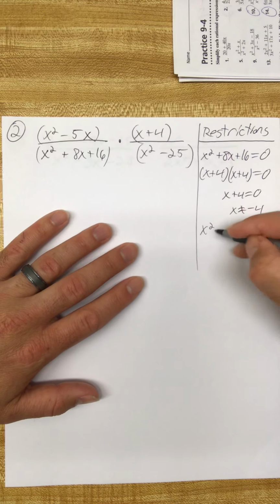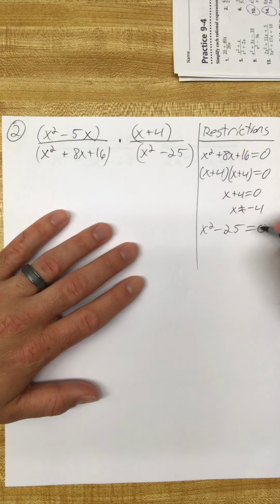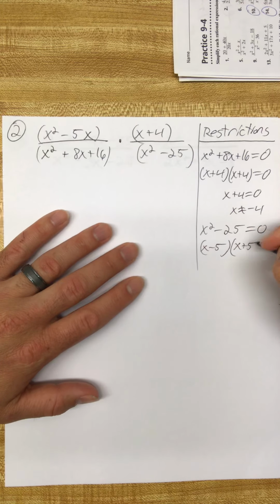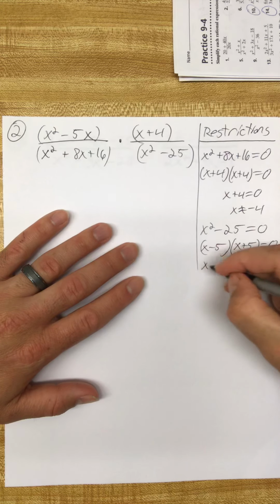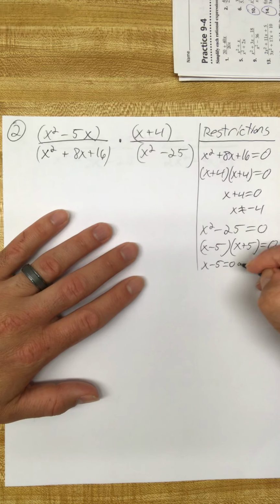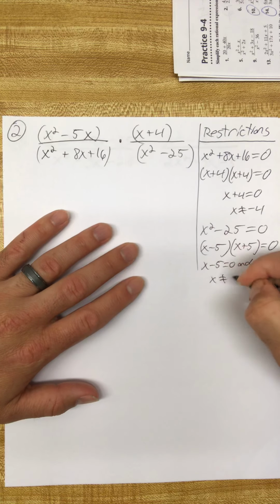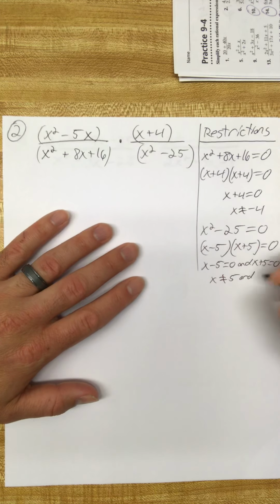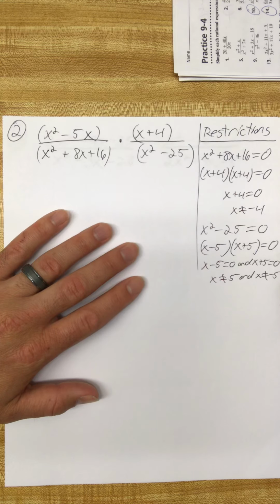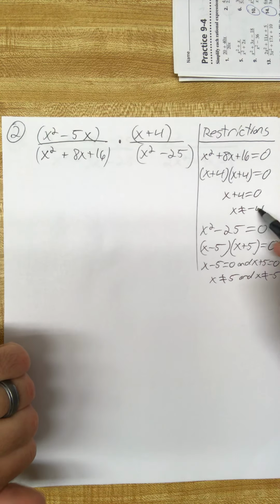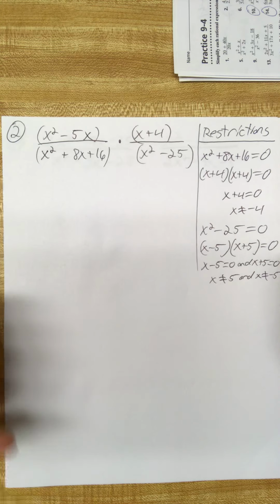Over here, x squared minus 25 equals 0. So x minus 5 times x plus 5 equals 0. x minus 5 equals 0, and x plus 5 equals 0. x cannot equal 5, and x cannot equal negative 5. So you have 3 restrictions, sorry: negative 4, negative 5, and positive 5.